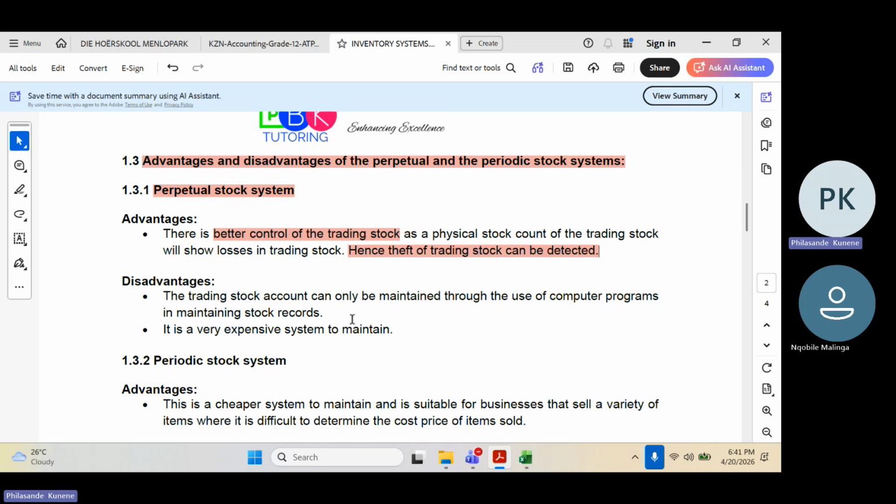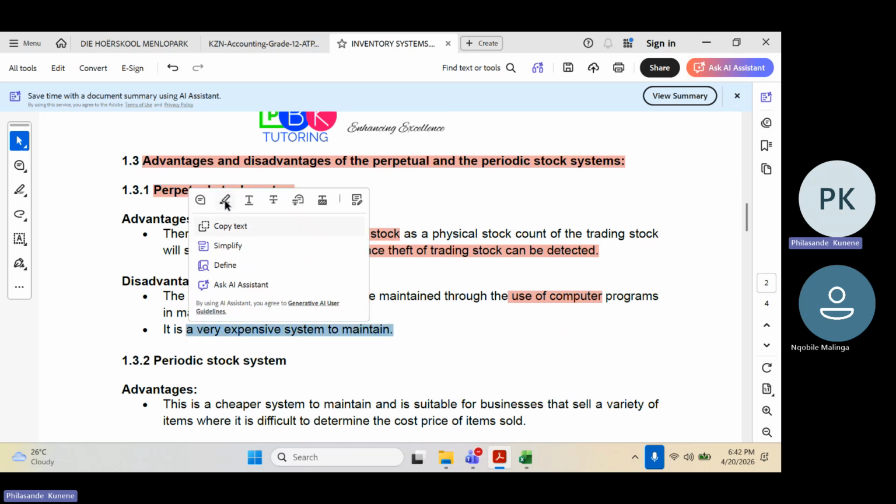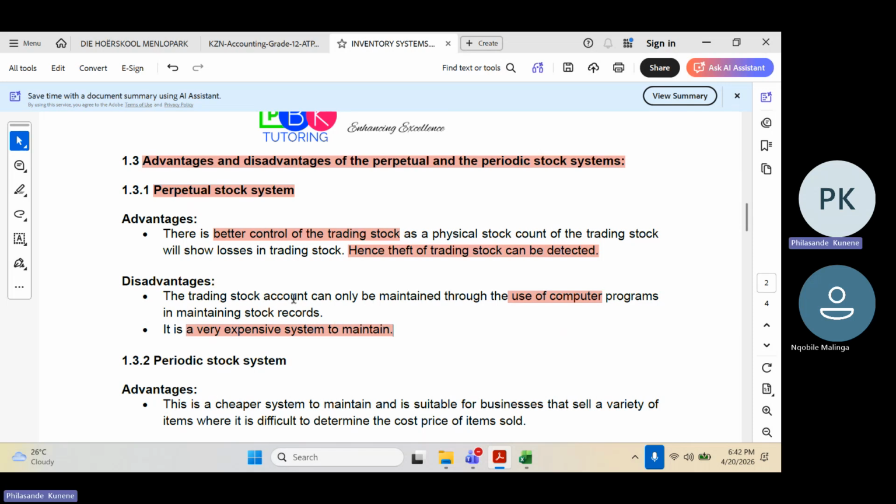But what about the disadvantages? The trading stock accounts can only be maintained through the use of computer programs. In maintaining stock records, it is a very expensive system to maintain. That is a disadvantage. As I told you, perpetual can only be maintained through the use of computer programs. If someone steals something and it doesn't move through the computer, it's a problem. You cannot detect that. You cannot identify that.